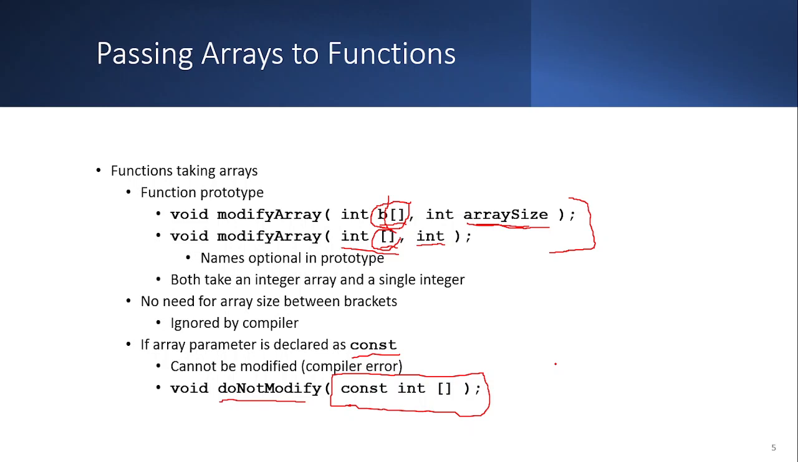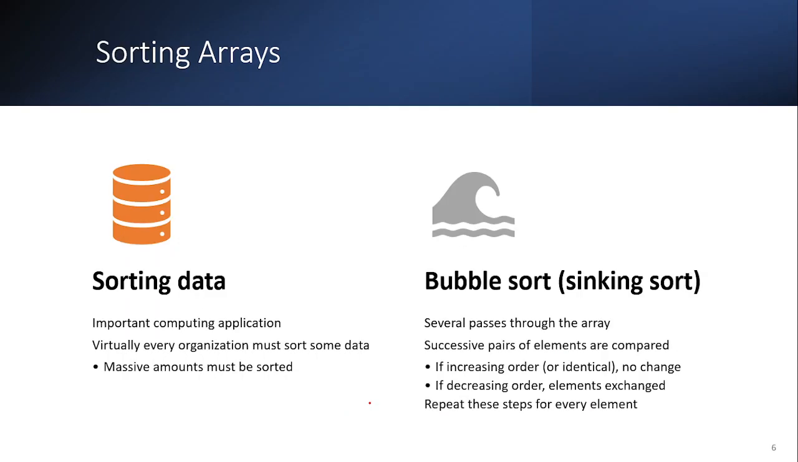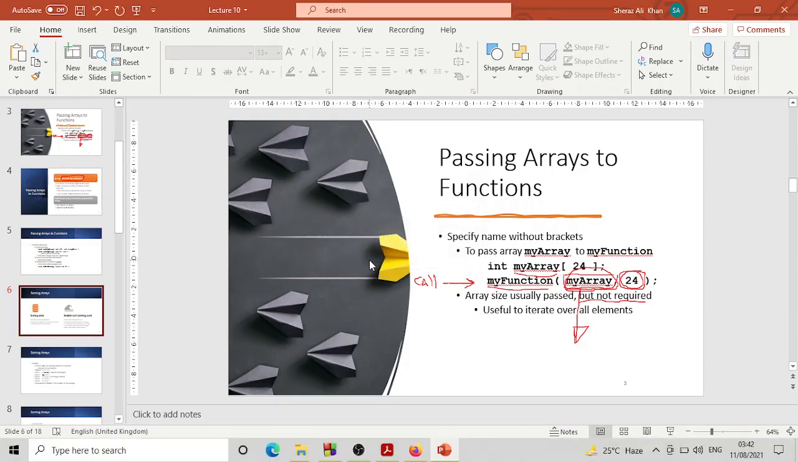The same applies for arrays as well. They are passed by reference by default. If you want a function not to be able to change that array, then pass this array as a const. Then it won't be able to change it. So first of all, we are going to learn how to pass an array to a function, and then we are going to talk about sorting arrays.